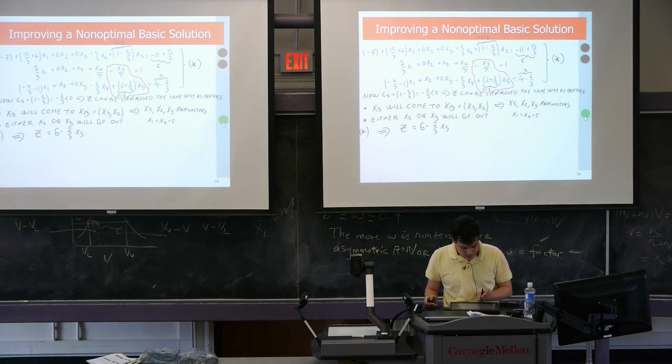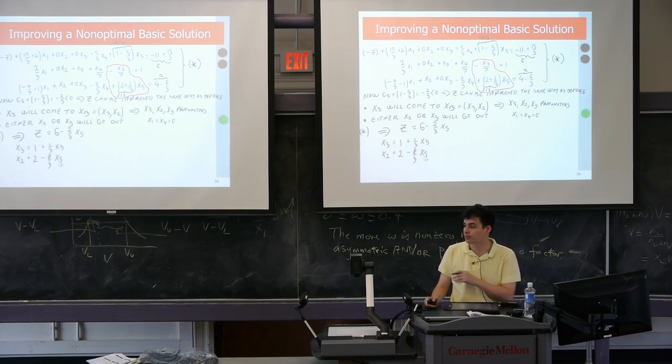We do the same thing: we set x5, because that's coming in, and treat x2 and x3, the basic variables, as parameters. Now the value of z will be 6 minus 2/3 x5, the value of x3 will be 1 plus 1/3 x5, and the value of x2 will be 2 minus 8/3 x5.